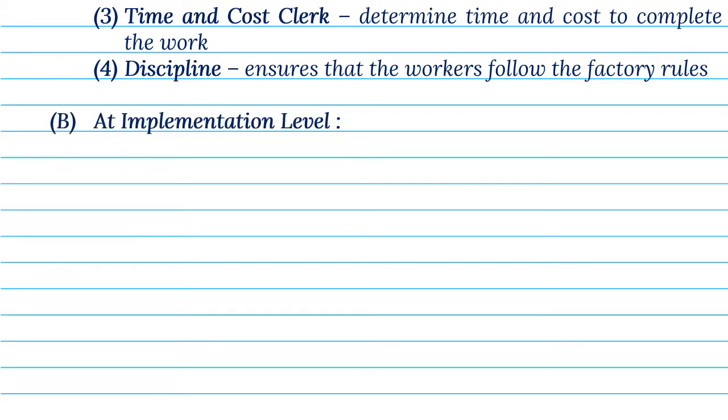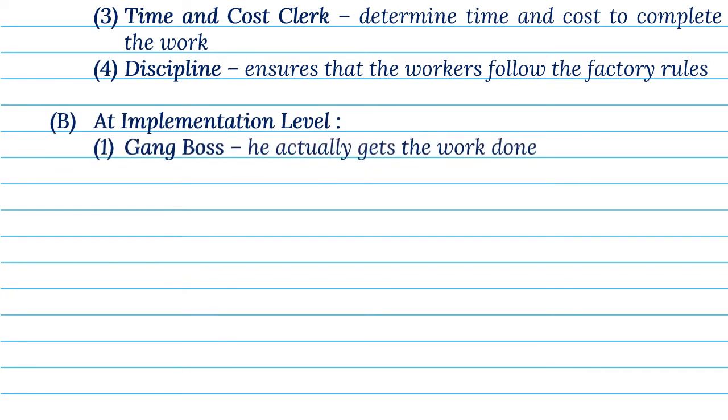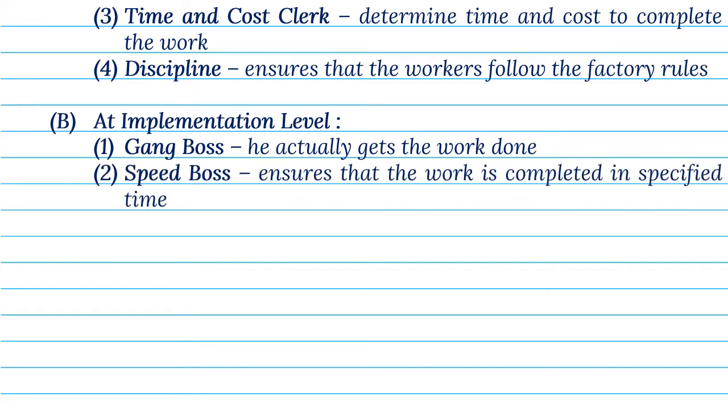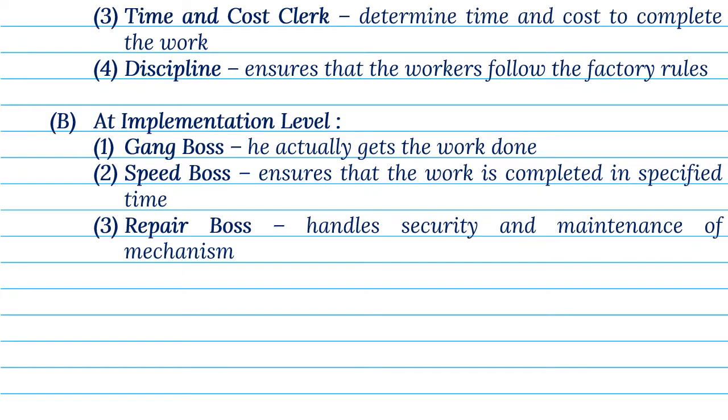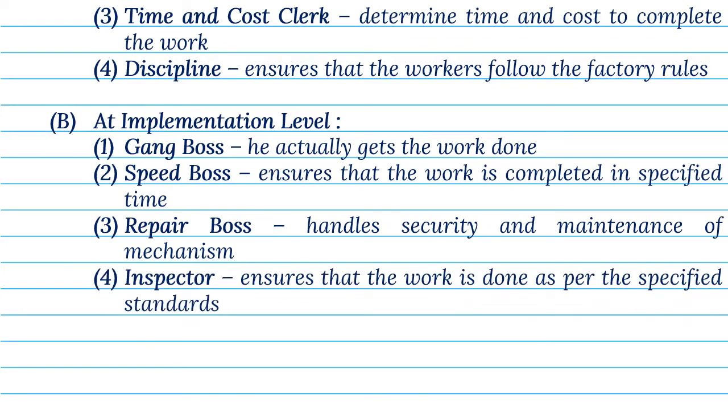B. At implementation level. 1. Gang boss. He actually gets the work done. 2. Speed boss. Ensures that the work is completed in specified time. 3. Repair boss. Handles security and maintenance of mechanism. 4. Inspector. Ensures that the work is done as per the specified standards.